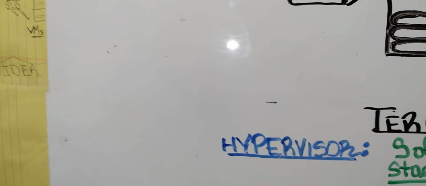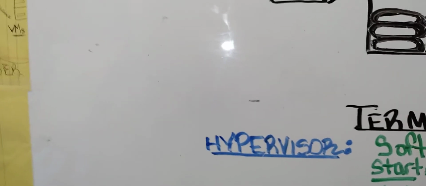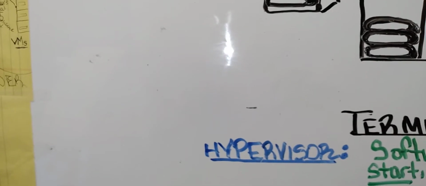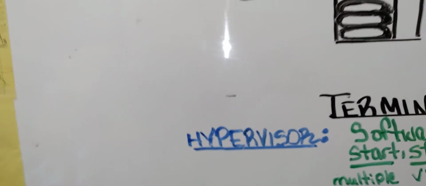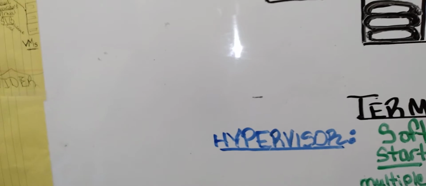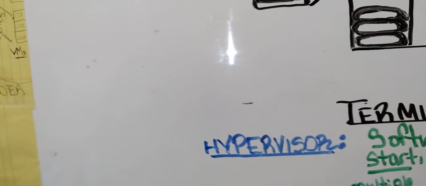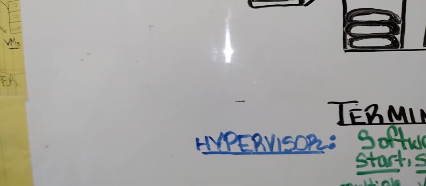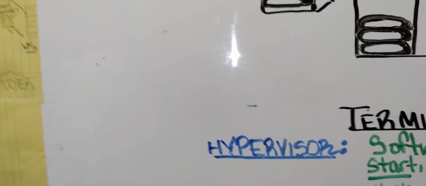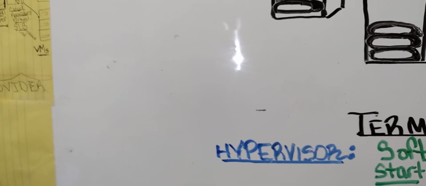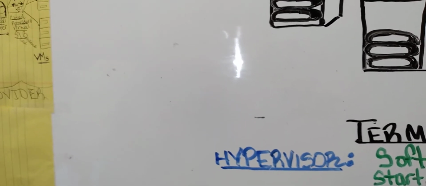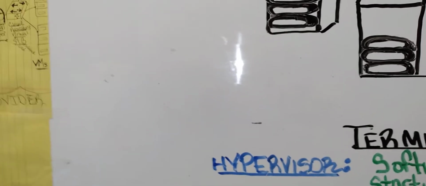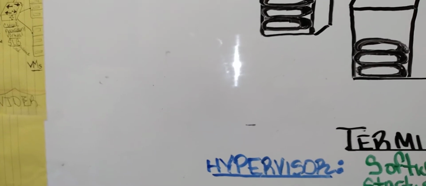So type 1 hypervisor is often called bare metal. So in other words, you're booting up the server for the first time and you have a flash drive or DVD or something in it, some media for it to boot on. And instead of booting off of Microsoft Windows, you're booting off of something like VMware ESXi, which is a hypervisor software.